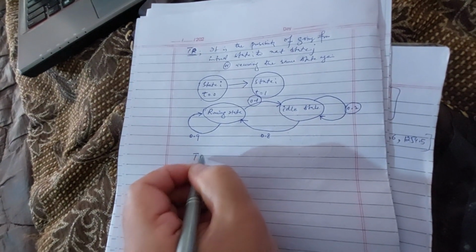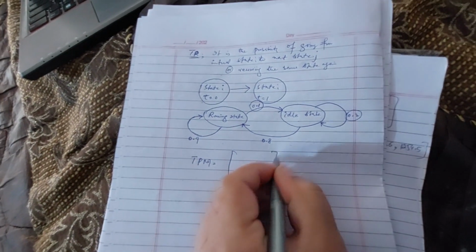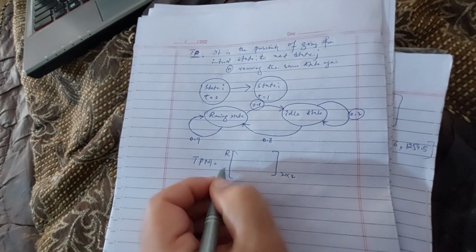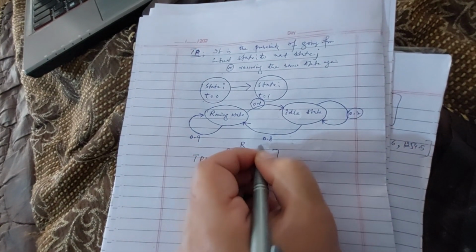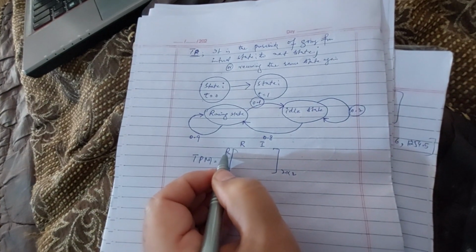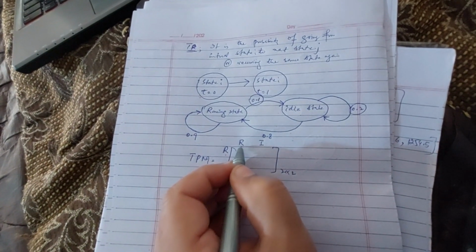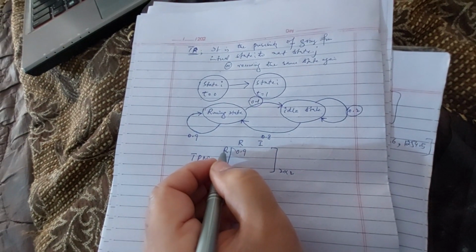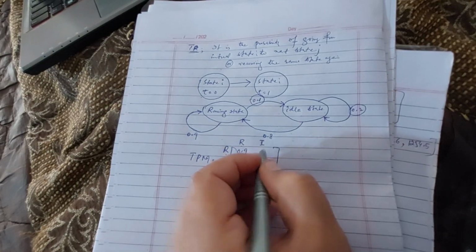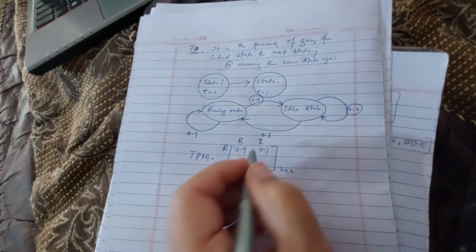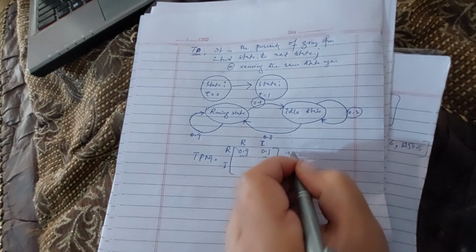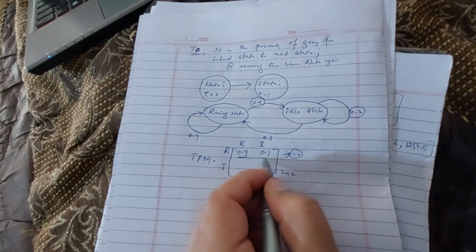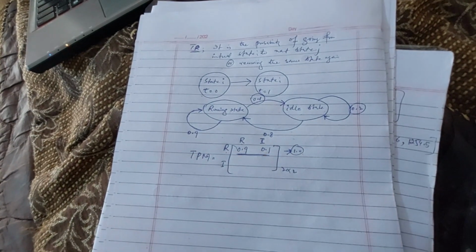We have two states here, so the transition probability matrix will be a 2 cross 2 matrix, with running and idle as the initial states and running and idle as the future states. The probability that the initial state is running and the next state is also running is 0.9, and running to idle is 0.1. If we sum both, it becomes 1.0, as it should be. You should always get the sum of the rows equal to 1.0.